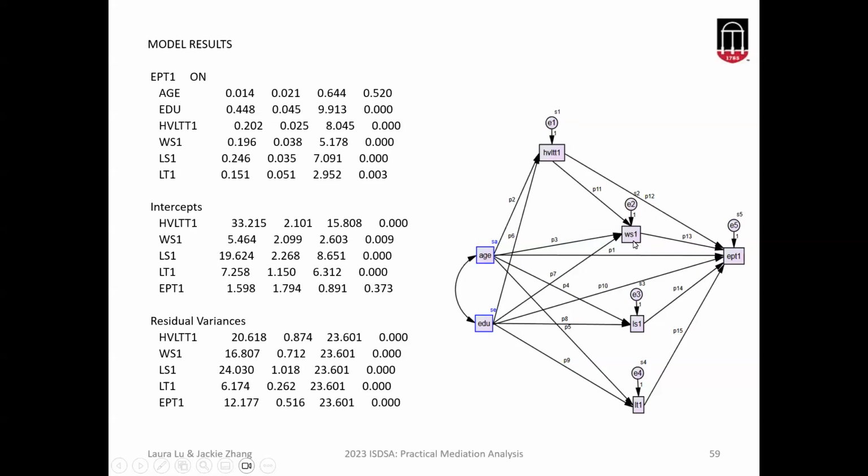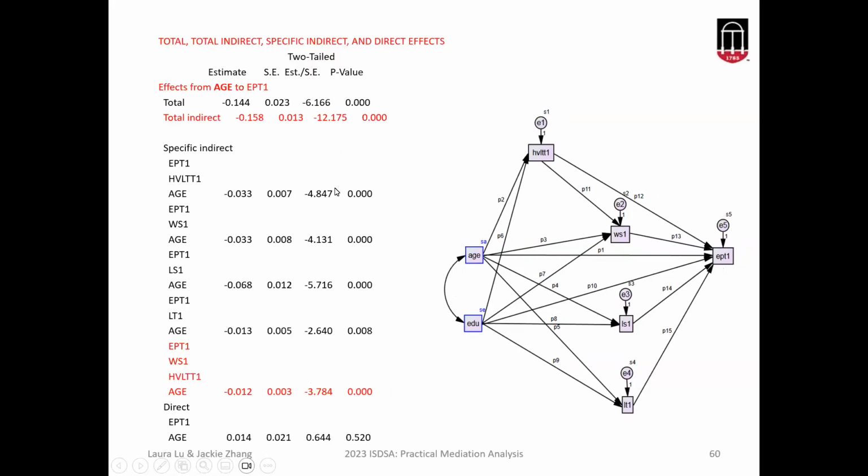Mediators, this is mediator, and the dependent variable. So we have 4 equations for mediators and 1 equation for EPT. In total, we have 5 residual variances, and all of these are reported and significant. And finally, let's look at the mediation effect. Here we have 2 independent variables, age and EDU.